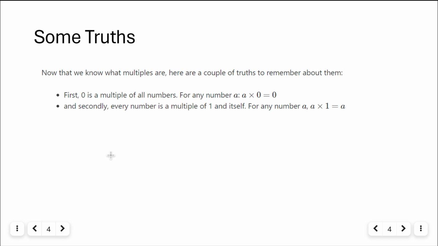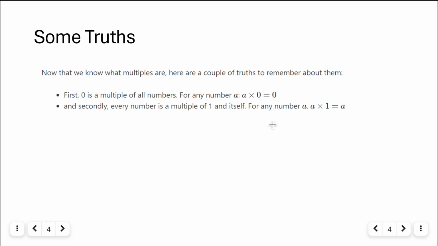So now, here's a couple things to remember about multiples. 0 is a multiple of every number, right? Because any number times 0 will be 0. So 0 is always an answer in multiplication. So 0 is always a multiple. And every number is a multiple of 1 and itself.